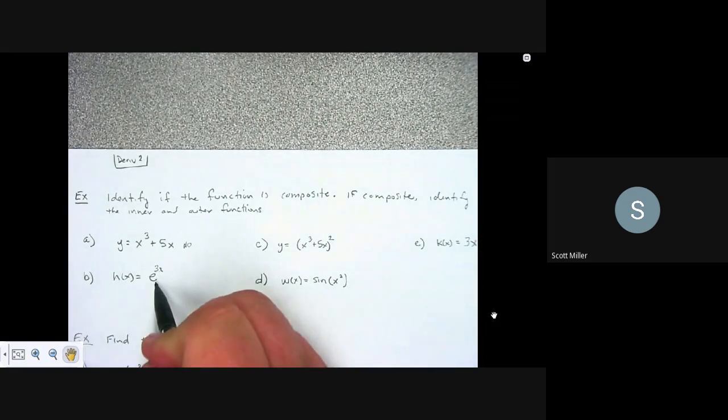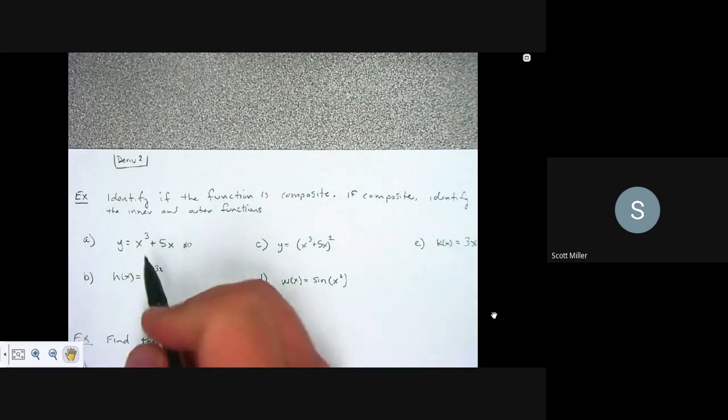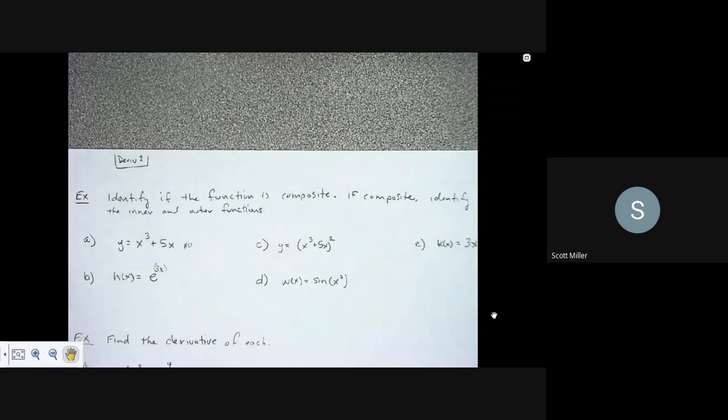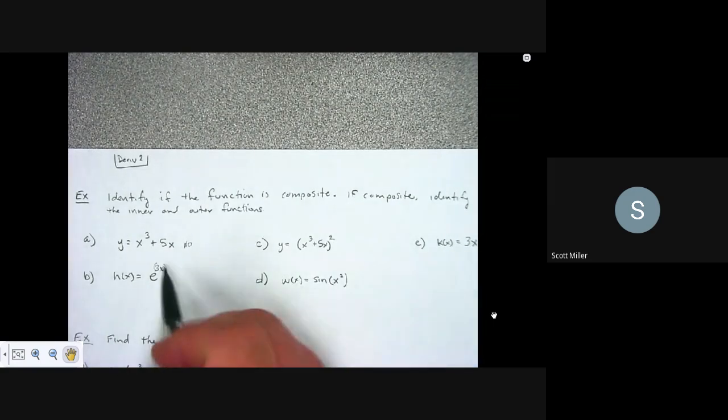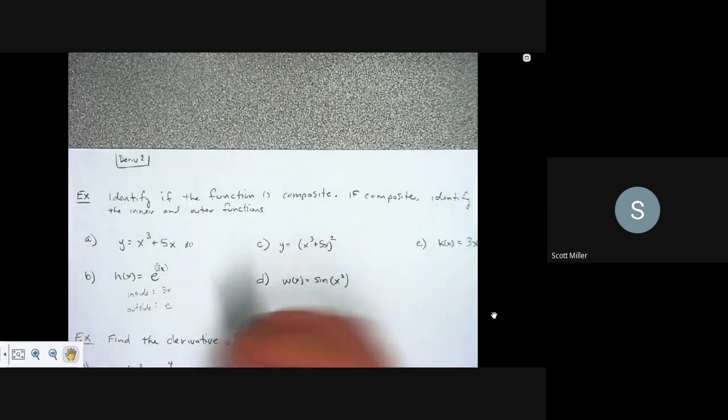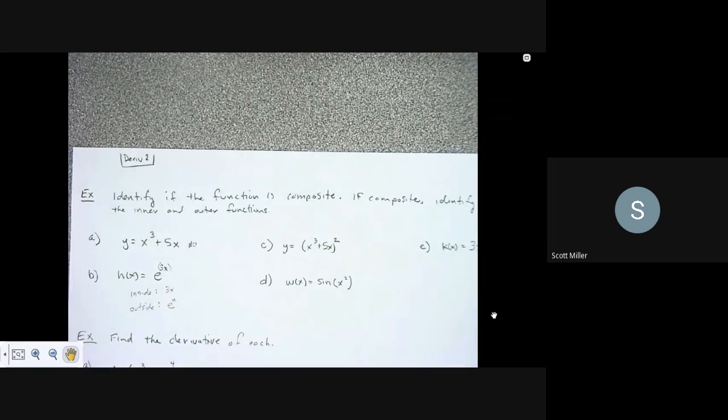When I come down here and I have this e to the 3x, we need to remember that exponents are always in parentheses. It's an implied parenthesis, even though you don't see it. Because this is not a single variable only, there's something else with it, then this right here is the inside function. So this one is composite, and the inside function is 3x, and the outside function is e. We call it e to the u. Let's put it that way. So replace everything in the parentheses with a u.